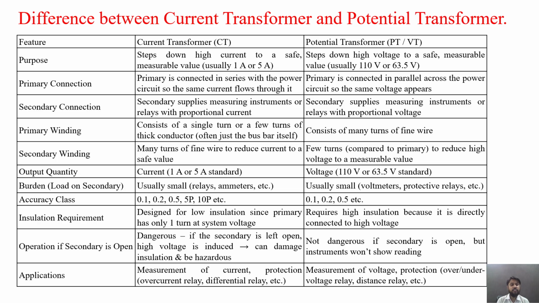Applications of CT: it is used for the measurement of current and protection, that is overcurrent protection, differential protection, etc. Whereas in case of PT it is measurement of voltage, and protections such as overvoltage, undervoltage, distance relay, and in case of reverse power, etc. The output of the PT is important. So these are some points to be considered while we are differentiating current transformer and potential transformer.